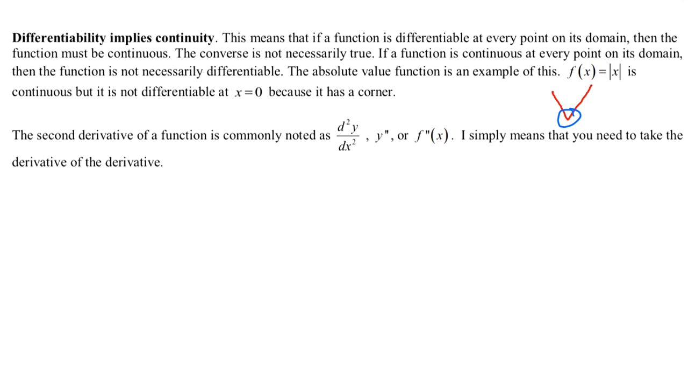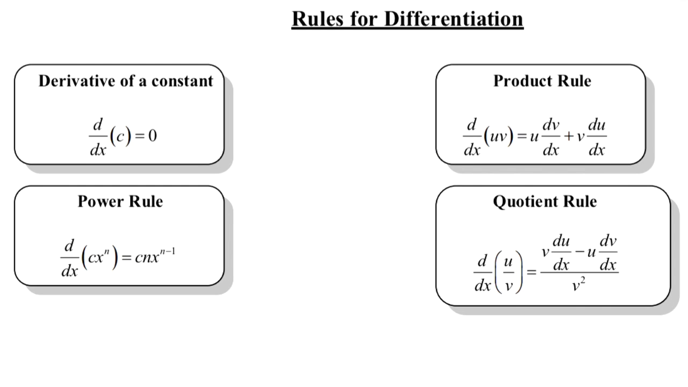All right, and then this notation right here, d2y over dx2, is a notation for a second derivative. Y double prime is a notation for the same thing, or f double prime of x. These all mean exactly the same thing. And on a second derivative, what you are doing is simply taking the derivative of your derivative. Okay? All right, so here are the 4 rules that we will use for differentiation.